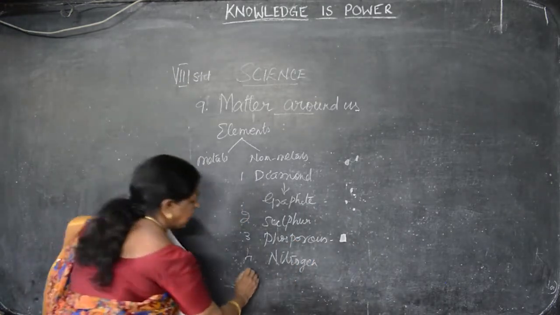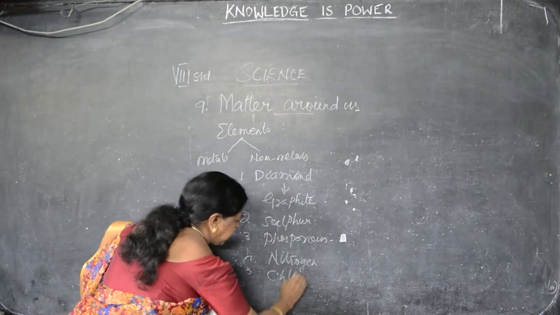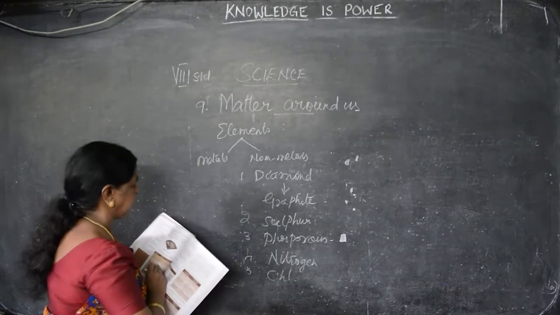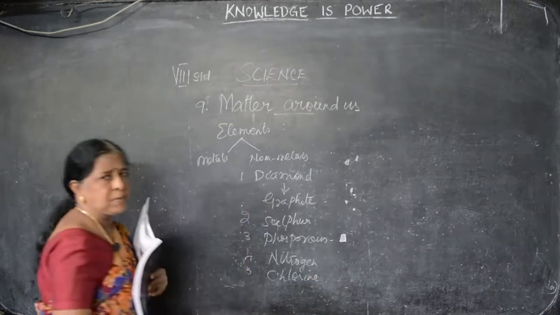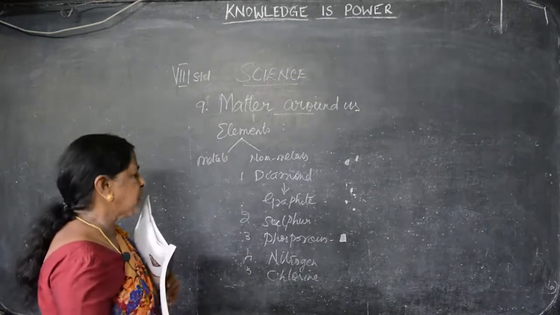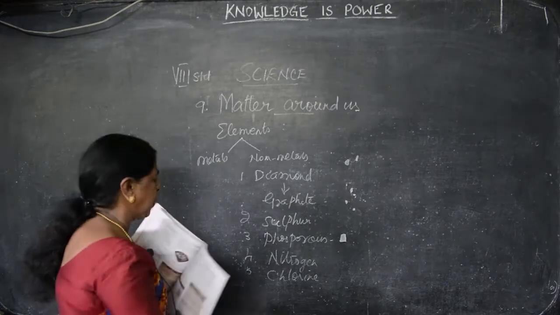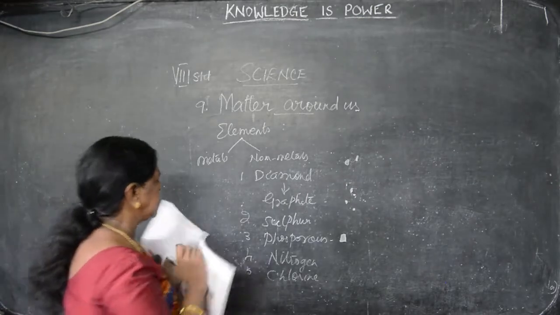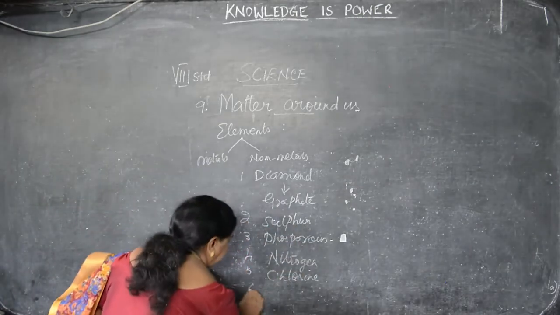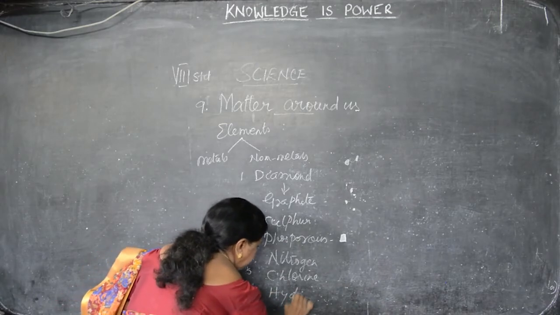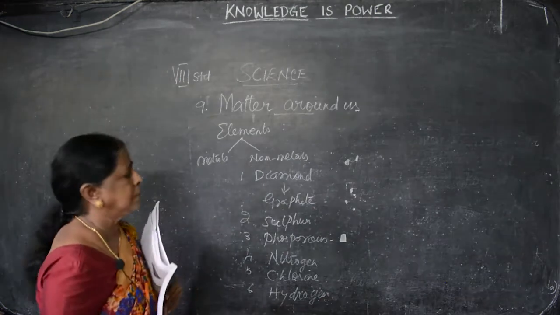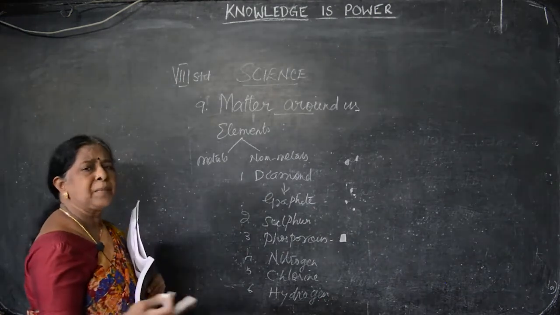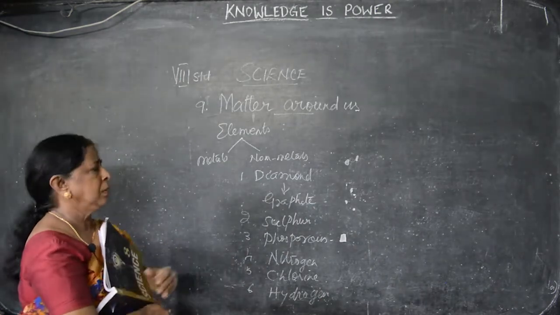Chlorine is used for bleaching powder. We can use it for cleaning purposes, to purify the water as well as in the preparation of bleaching powder. Hydrogen is used as a rocket fuel. It is the lightest atom, and it combines with all the elements and gives some useful compounds to us.